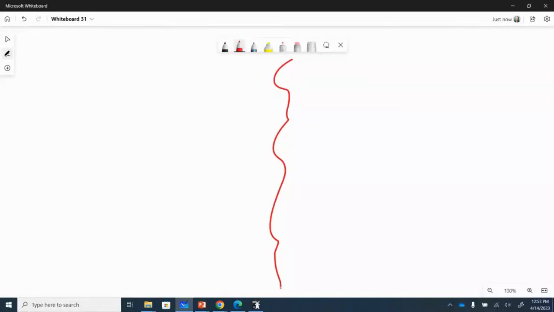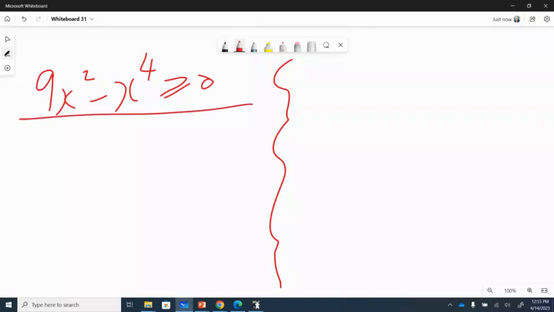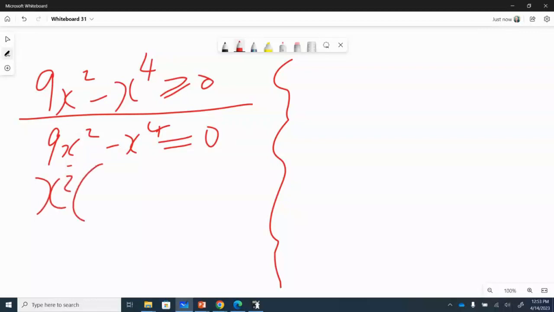So I have 9x squared minus x to the 4th is greater than or equal to 0. The first one, step 1 is to change the inequality to equation. So 9x squared minus x to the 4th is equal to 0. Then factor. The common factor here is x squared. I hope you're following. So I have 9 minus x squared remaining equal to 0.